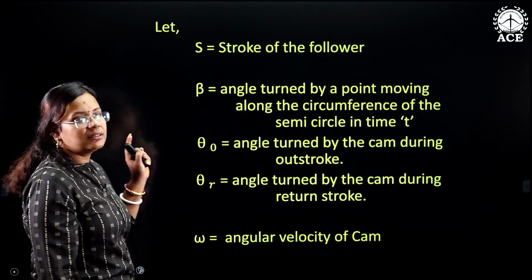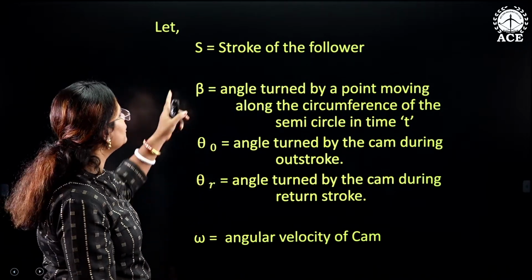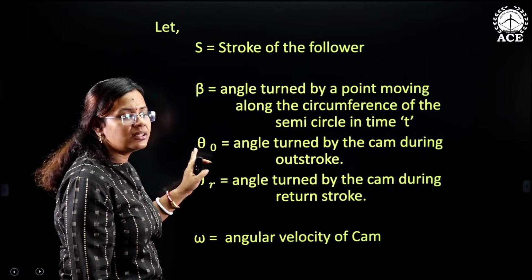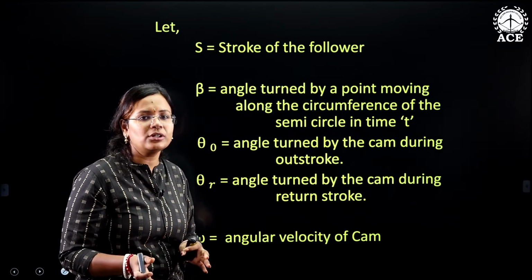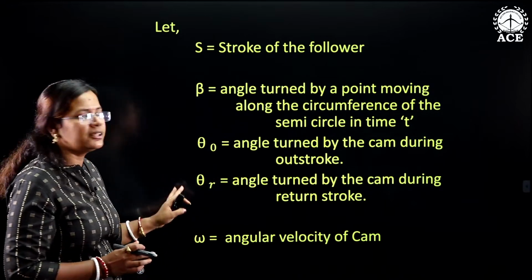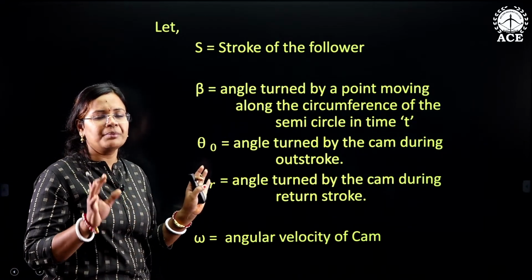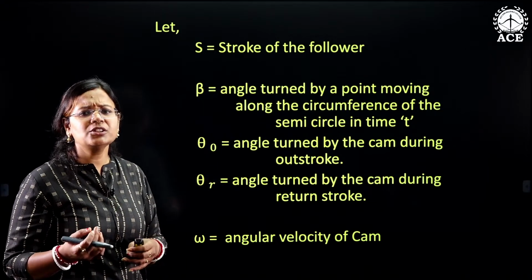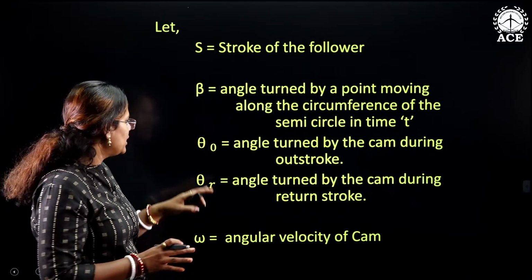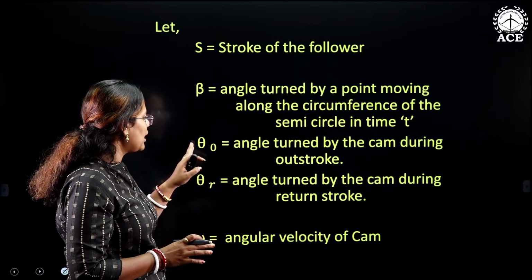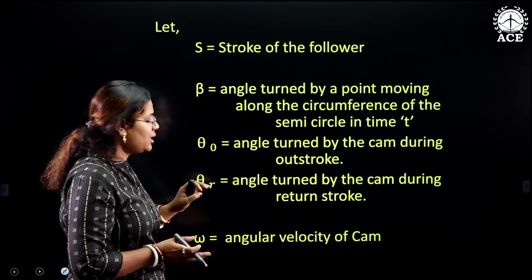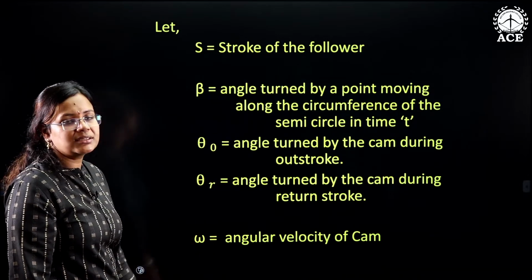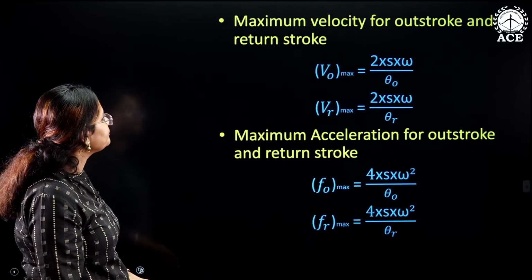So when you have the diagrams already drawn, we already know the stroke of the follower, beta, and theta naught, theta r. Here theta naught is nothing but the angle of outstroke, theta r. These two terms are repeatedly used because these are the main functioning of the follower, because during the dwell it is only stationary. So theta naught and theta r are nothing but the outstroke angular displacement and the return stroke angular displacement, and omega is nothing but the angular velocity of the cam.